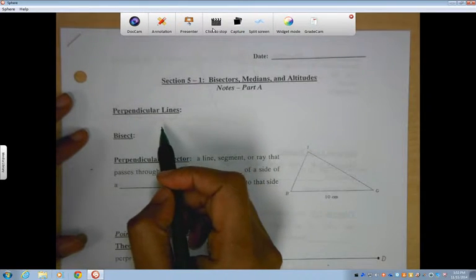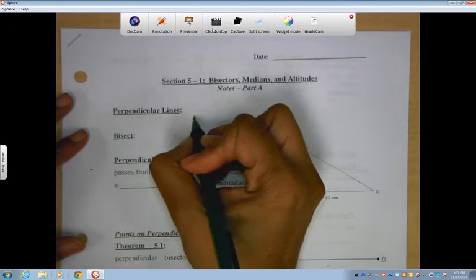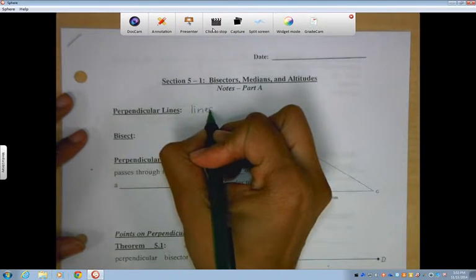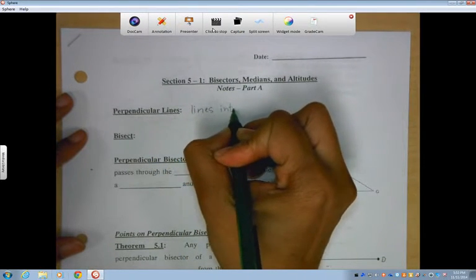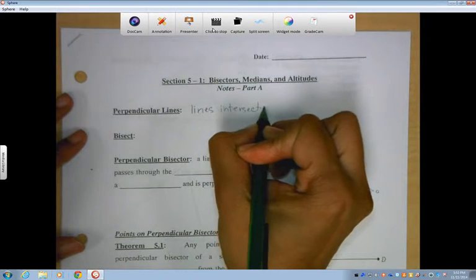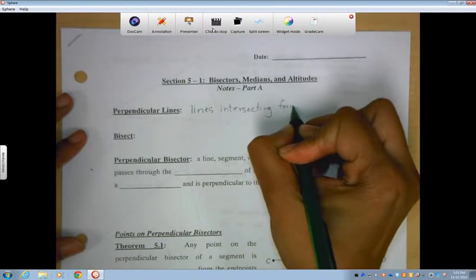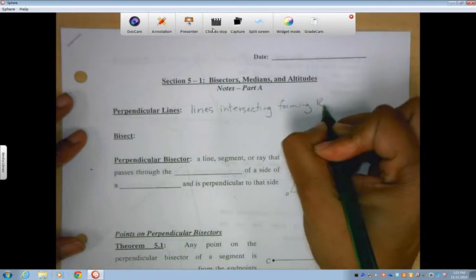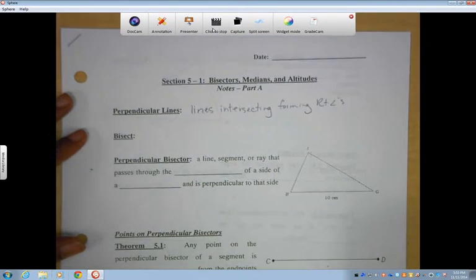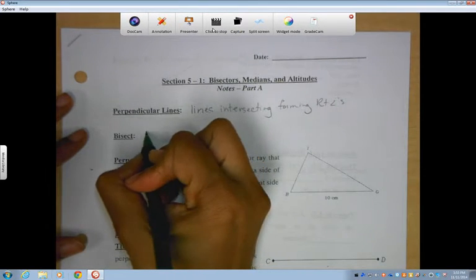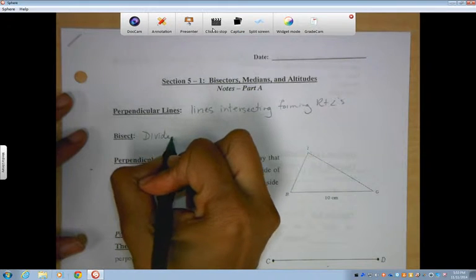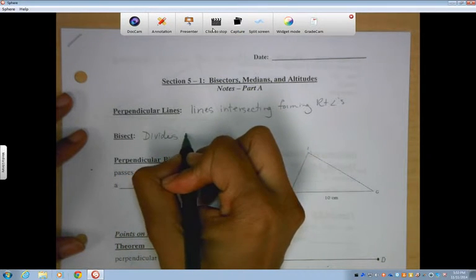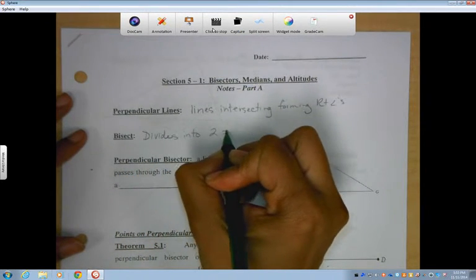Like perpendicular lines, we have already discussed. These are just basically lines intersecting, forming right angles. That's just my abbreviation. Bisects we've talked about too. Most of y'all think of it as cutting in half, but another way to think of it also is that it divides into two congruent halves.